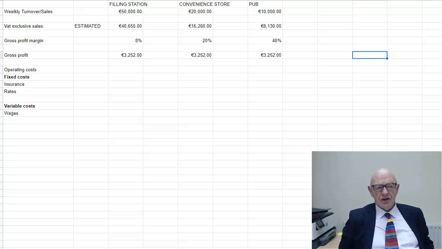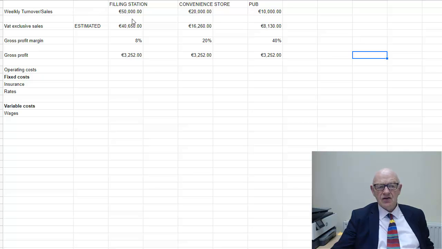and the difference between three different types of business. If you have a look at the screen there now, you'll see that I've set out a very, very basic rudimentary spreadsheet in relation to three different types of business. One is a filling station, one is a convenience store, and one is a pub. I have personally owned each of these businesses over the last 25, 30 years in my career as an entrepreneur and small business owner.